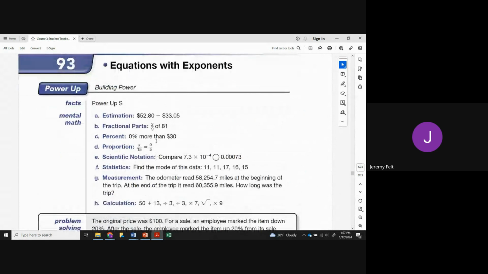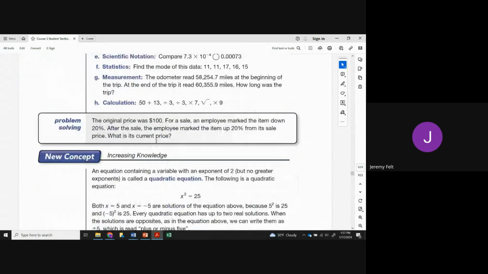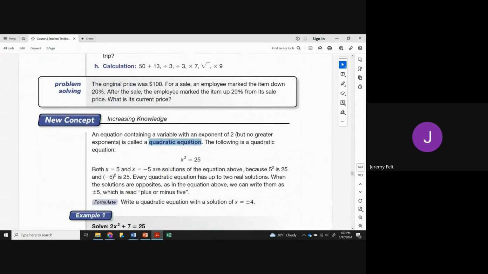All right, lesson 93. We're looking at equations with exponents. So we have a quadratic equation, quad 4. If we were to draw this out, it would look like a square. So you guys will do a lot with quadratics as you get into high school. The quadratic formula, parabolas, solving for zeros, and things like that.